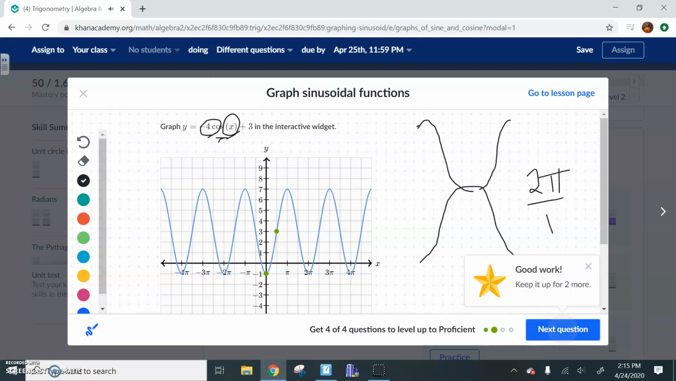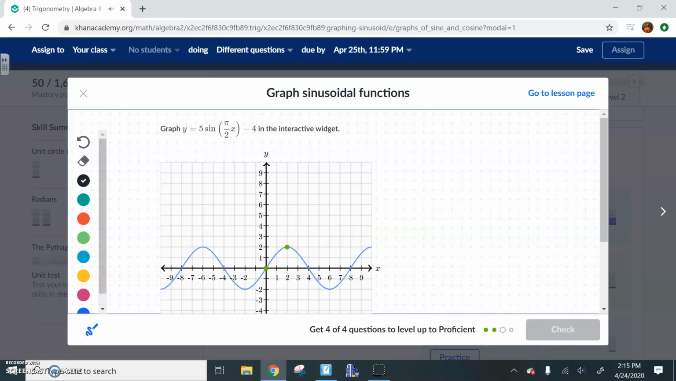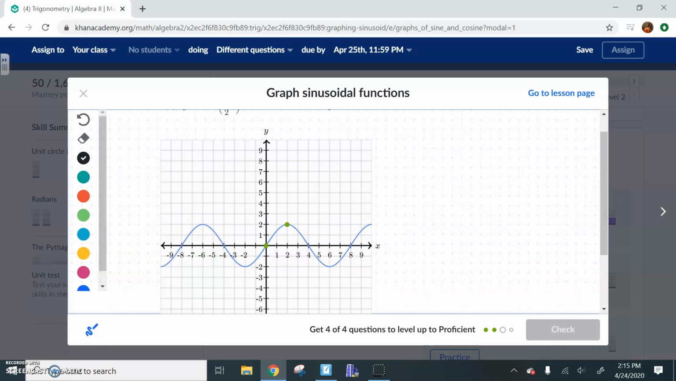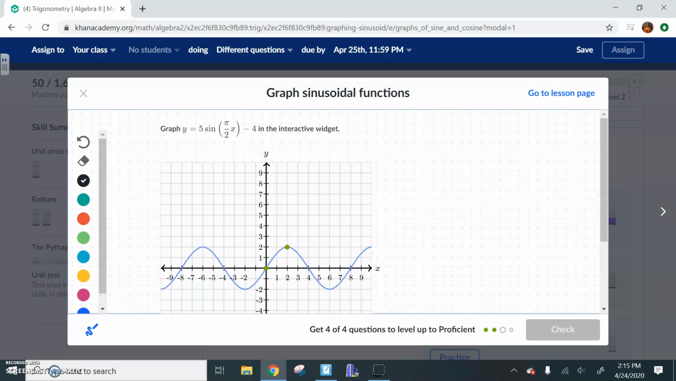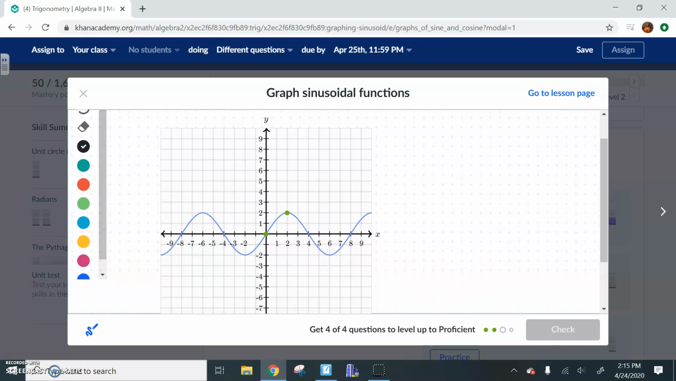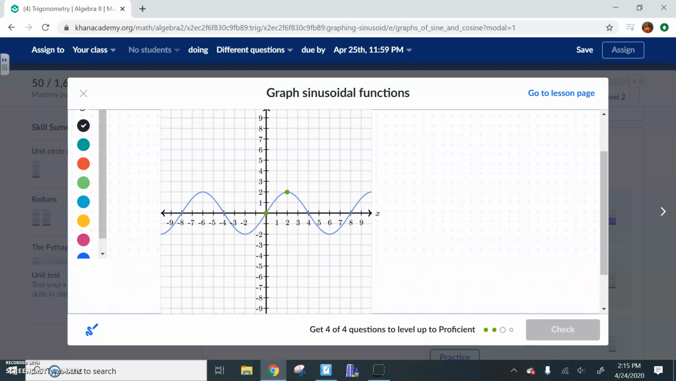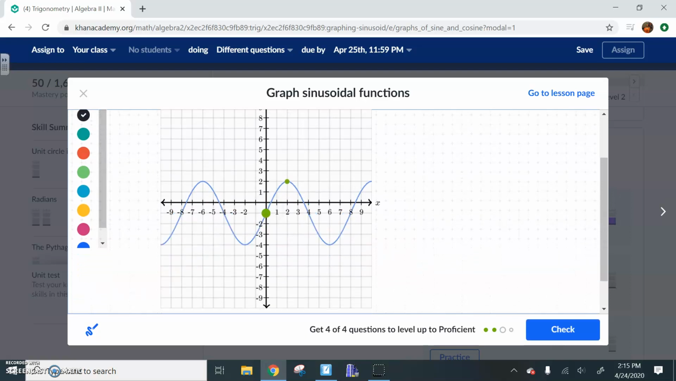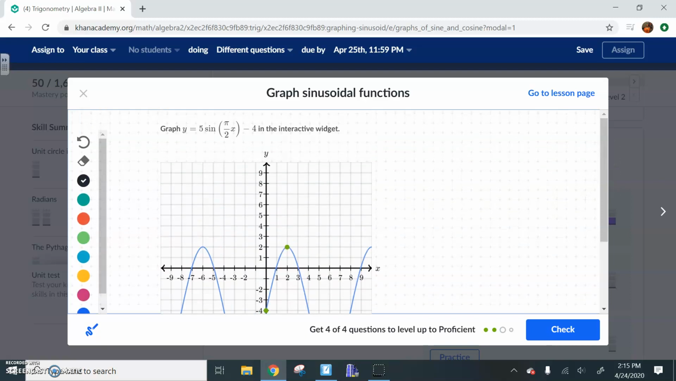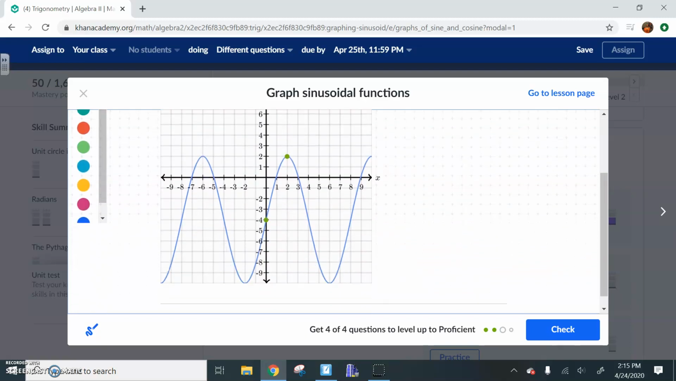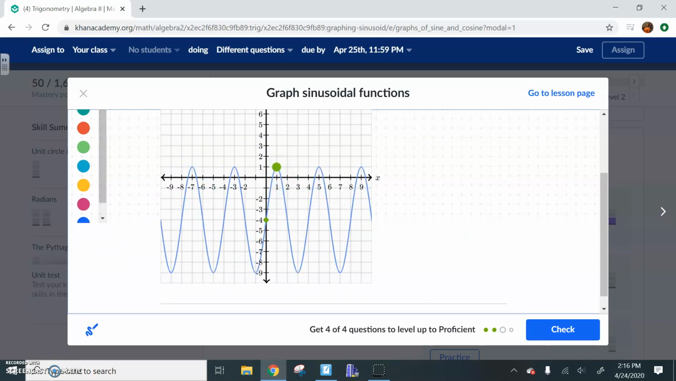Good. I'll do one more here. Our vertical shift is -4. We're dealing with sine, and our amplitude is 5. So I'm going to move this midline to -4. Our amplitude is +5, so it's going to start going up first, and we need to go up 5: 1, 2, 3, 4, 5.